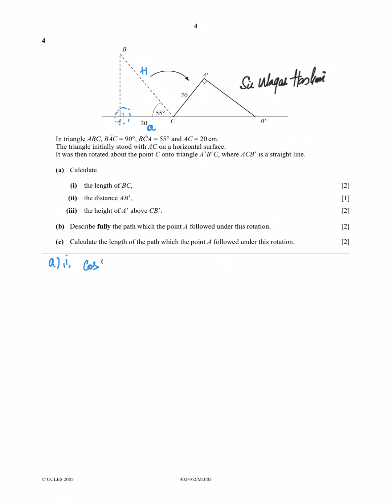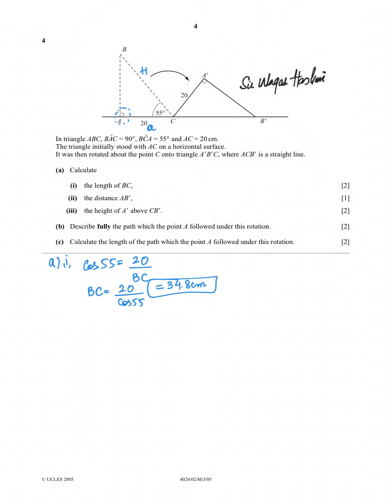It's cos, angle is 55, the value of adjacent is 20, and hypotenuse is the length of BC, which we need to find out. So if you make BC the subject, it will be BC equals 20 divided by cos 55, and the answer is 34.8 centimeter. That is your answer for BC.